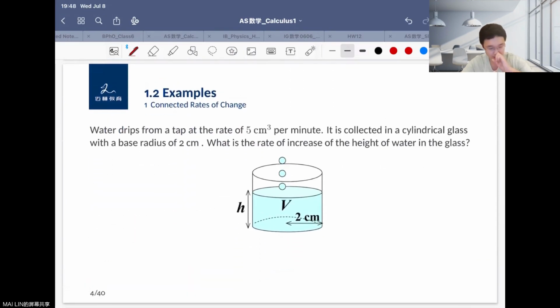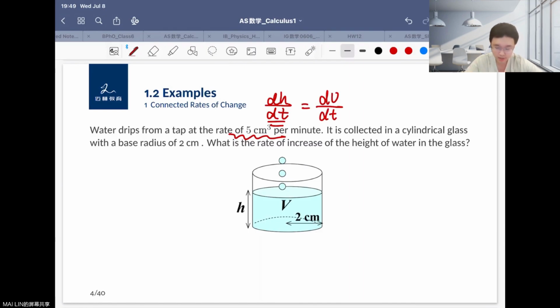Water drips from a tap at a rate of 5 centimeter cubed per minute and is collected in a cylinder glass with a base radius of 2 centimeter. What is the rate of increase of the height of water in the glass? For this problem, we want to calculate the height over the time, that is dh over dt, right? And in fact, we have the rate of the volume change, that is dV over dt, the volume over time.